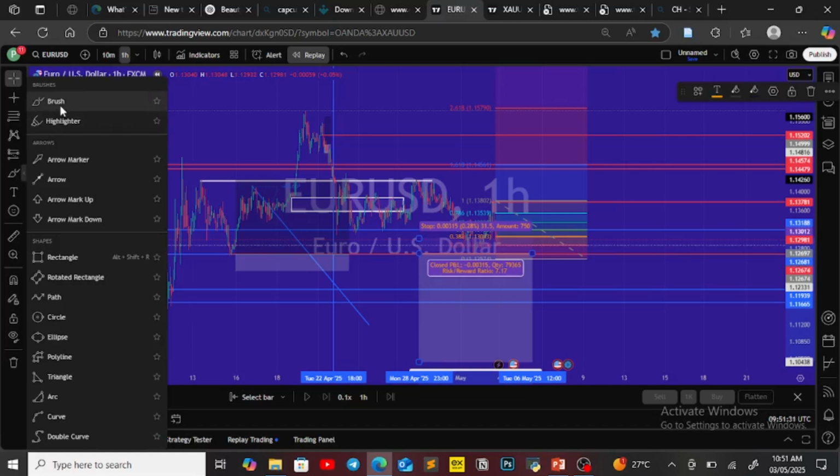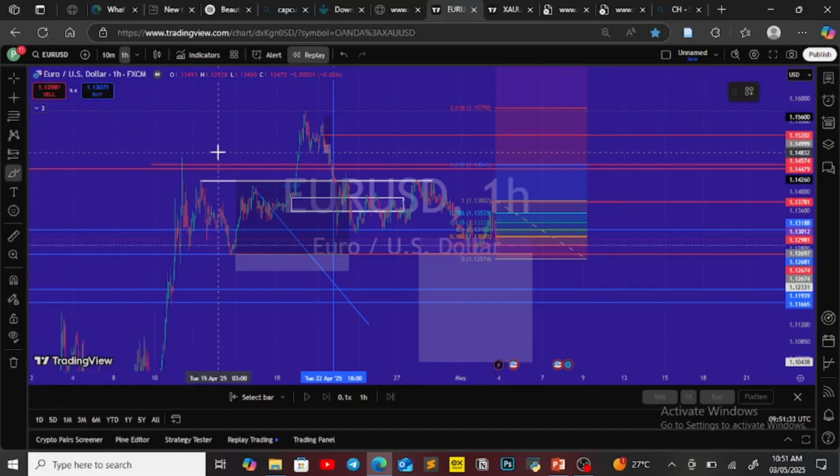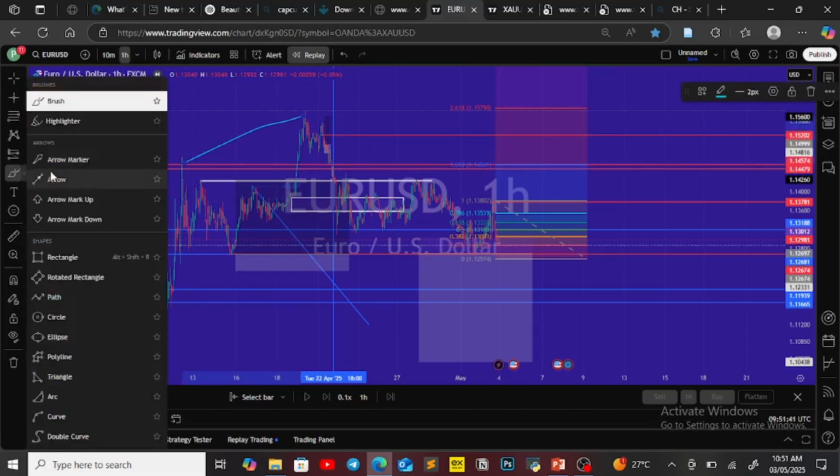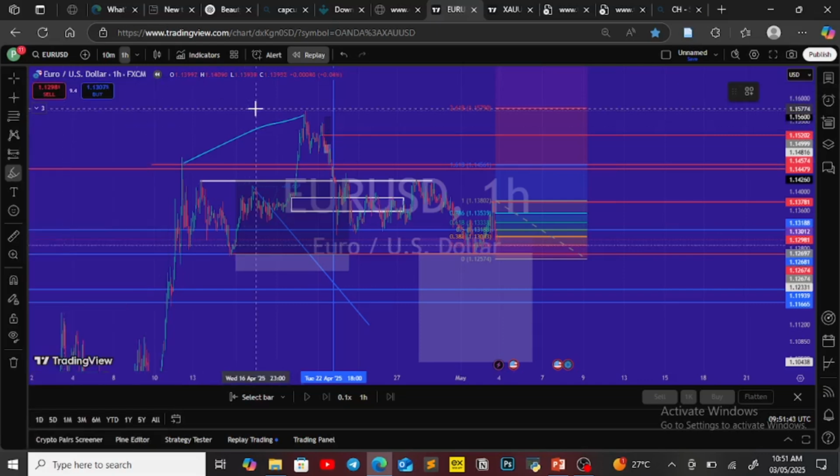So we have the brush. The brush is just like a normal brush for you to mark the chart. So something like this. This is what you refer to as the brush. So the next thing, we have the highlighter. Highlighter is kind of synonymous to the brush, but the difference is this one is not that thick. So you can see now, it's not that thick compared to this. It's just for you to highlight something in the market.